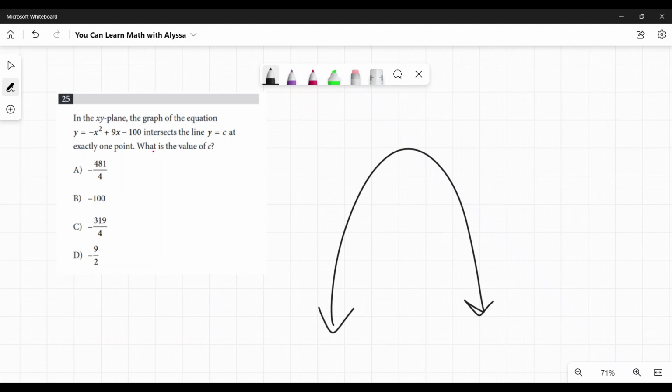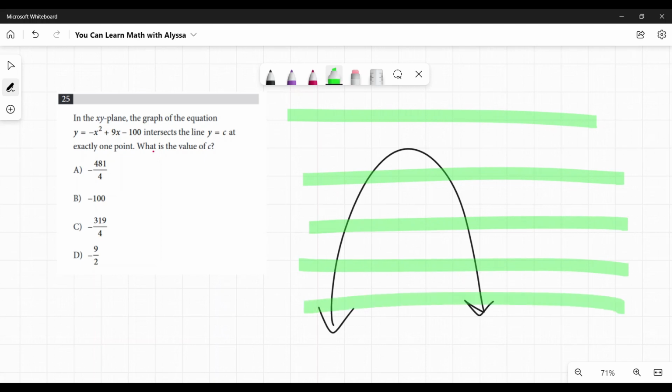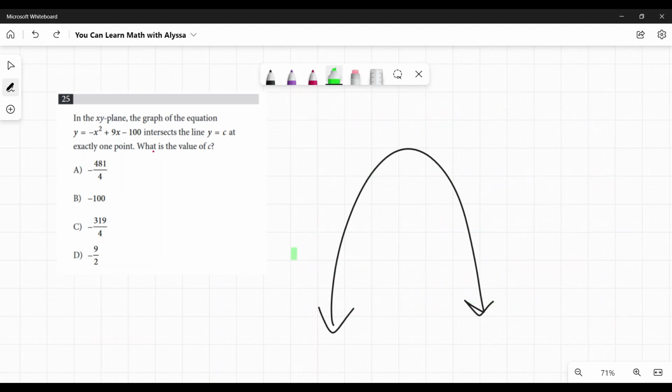Y equals c is a horizontal line because it's wherever y is the same. Where on this parabola can a horizontal line go through it and only intersect it at 1 point? Ta-da! At the vertex. That's the only place a horizontal line can touch it at 1 point. So I need to find the line that goes through the vertex. So that's what they're asking: what is the y value at the vertex?